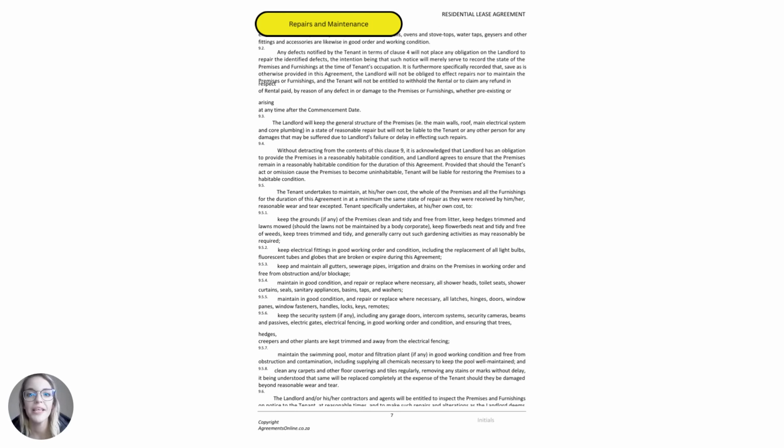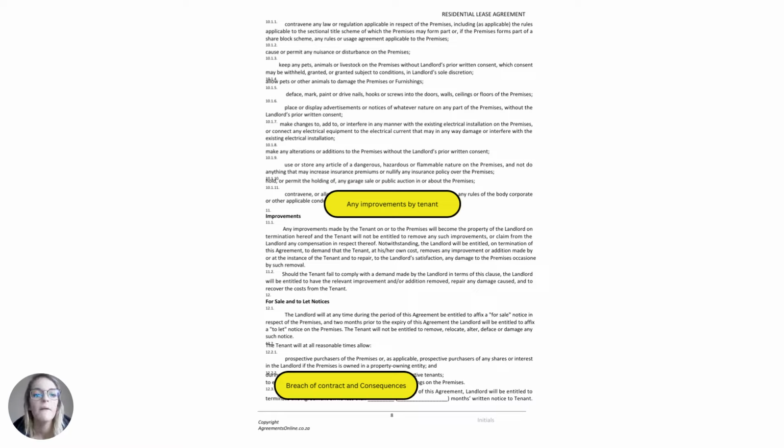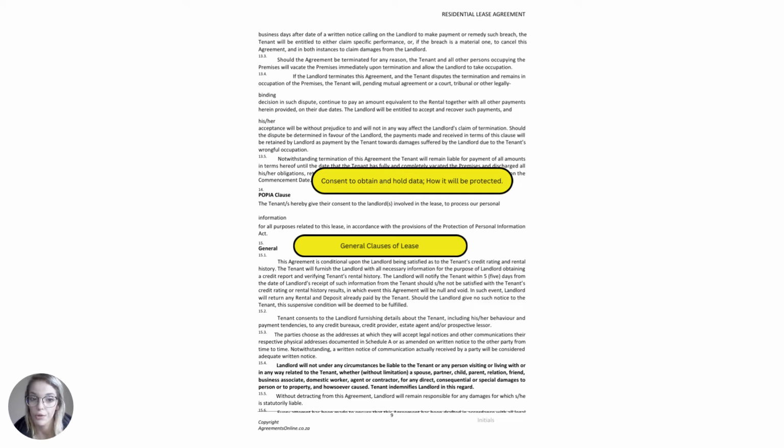The agreement further makes note of any repairs and maintenance, as well as the landlord's right to access the property during the lease. The agreement then looks at any improvements that are made by the tenant to the property during the lease period, and also breach of contract. What constitutes a breach of this agreement and what are the consequences of such a breach?